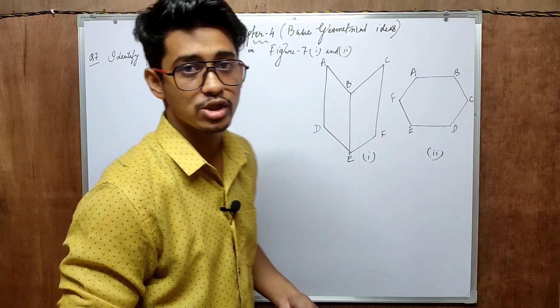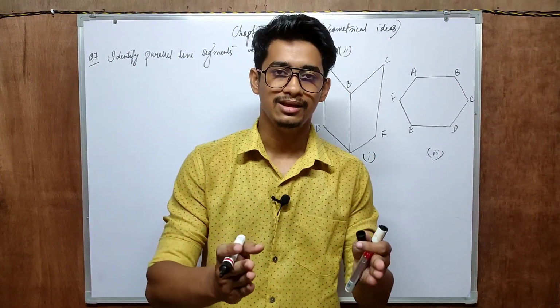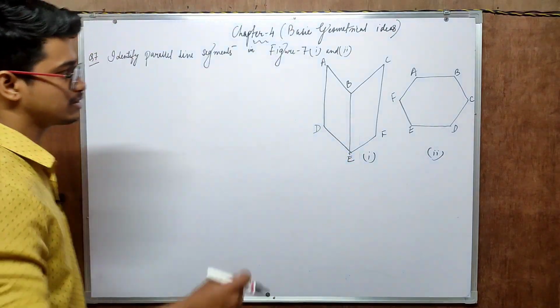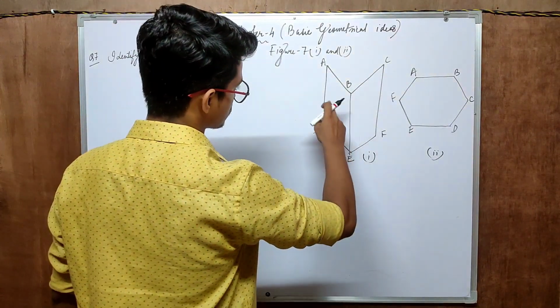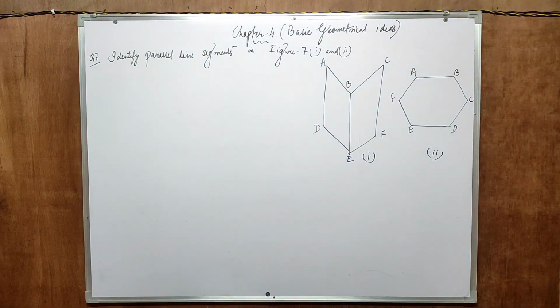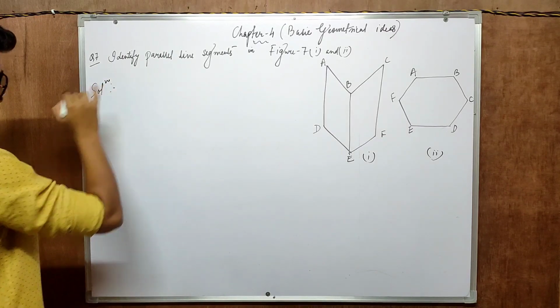So what is the definition of parallel lines? Parallel lines means there should not be any intersecting point between two given lines, and the gap between the two given lines should be absolutely the same. Here you just observe and you can tell how many parallel line segments are visible. So how will you write it? By writing the solution over there.